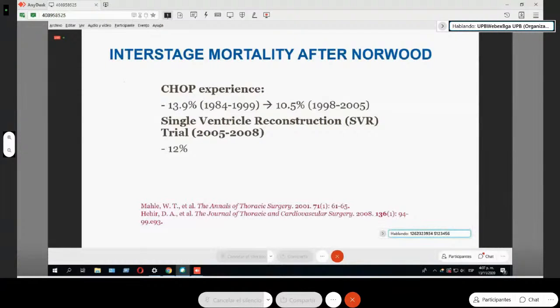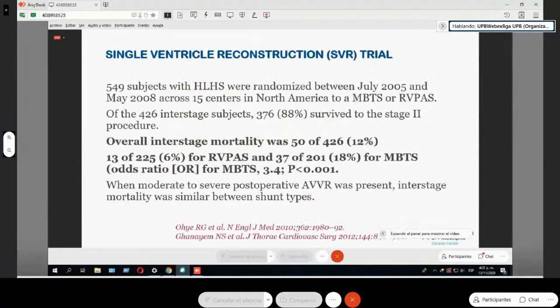Entonces, para hablar un poco sobre nuestra experiencia en el hospital pediátrico, tenemos un programa de monitoreo. En los 80s y los 90s la tasa de mortalidad era casi del 14%, y no cambió mucho en la siguiente década hacia el 10%, y en la reconstrucción de ventrículo único la tasa de mortalidad era del 12%. Ahora, este fue un estudio, y fui afortunado de estar involucrado en alguna de estas investigaciones.